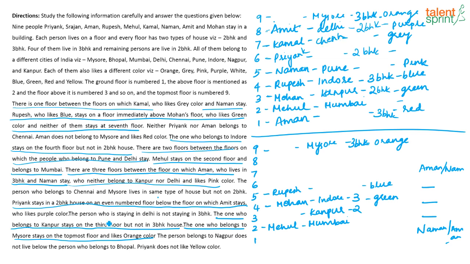And it was given that the person who stays in Chennai and Mysore lives in 3 BHK. Where was it given? The person who belongs to Chennai and Mysore live in 3 BHK. So this has to be 3. So everything else will be 2, because we know there are 4 3 BHKs, remaining were 2 BHK. This is 2 BHK, this is 2 BHK and so on. So this is Chennai, and now we are left with Nagpur and Bhopal.